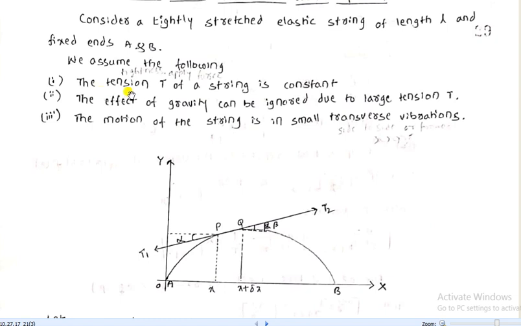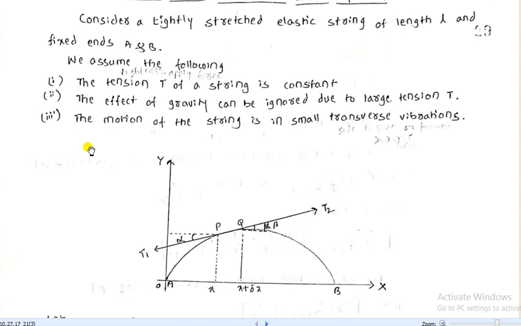So the first one, the tension T of the string is constant here. Tension means applied force here. So if you apply the force on the elastic string in between A and B, it is the same at every point from A to B here. Therefore the applied force or applied tension is constant here.